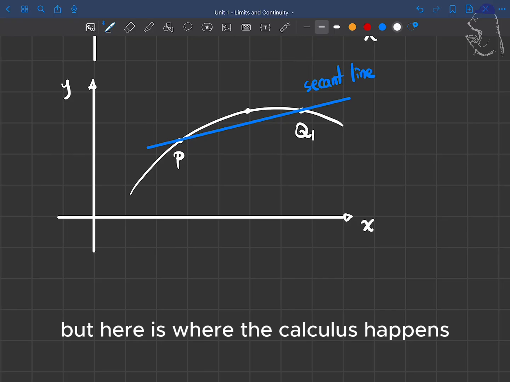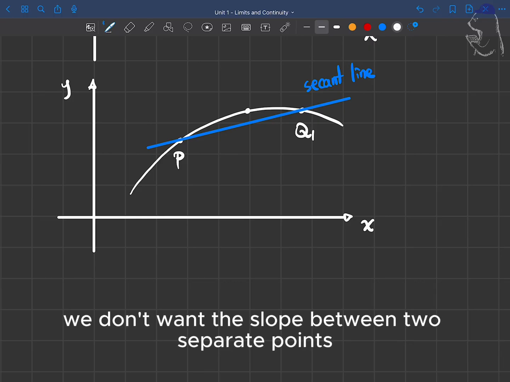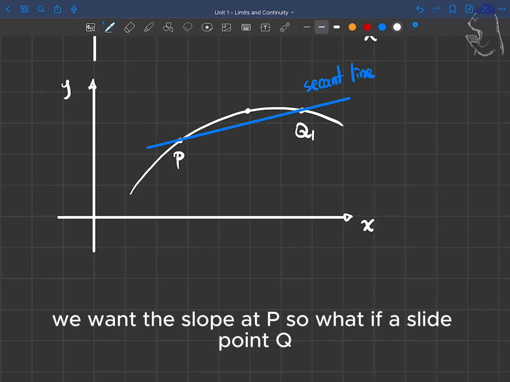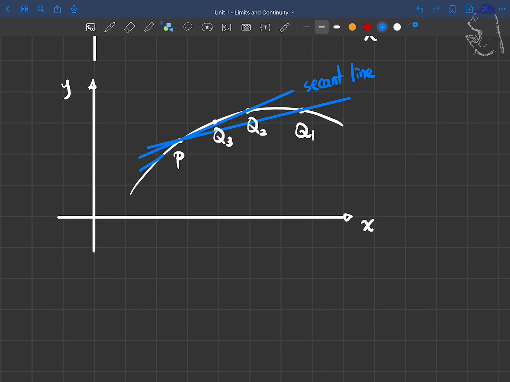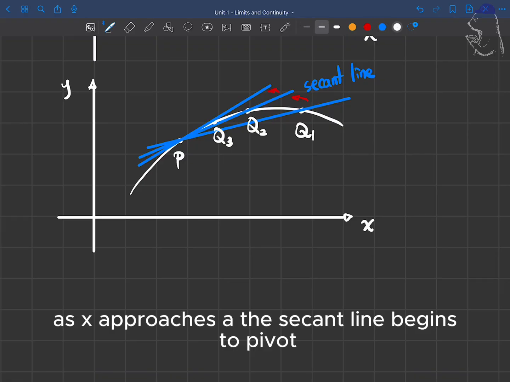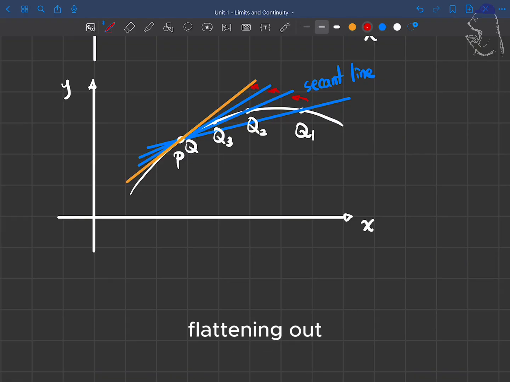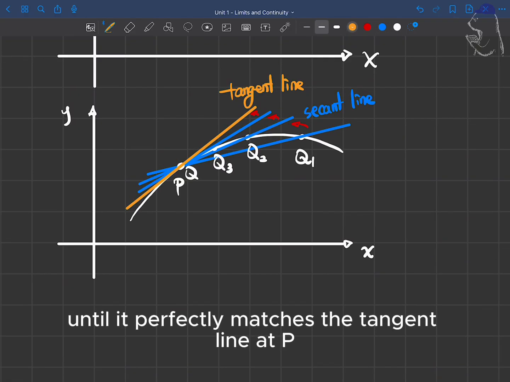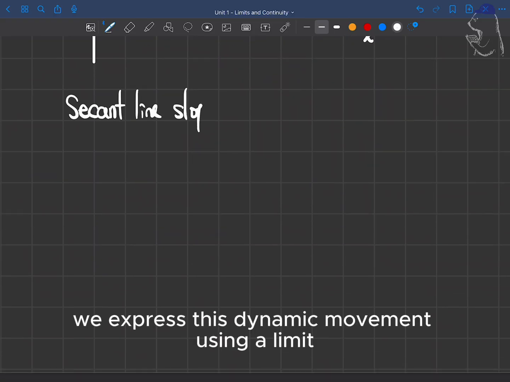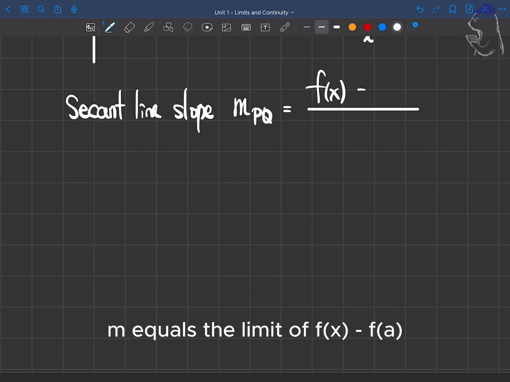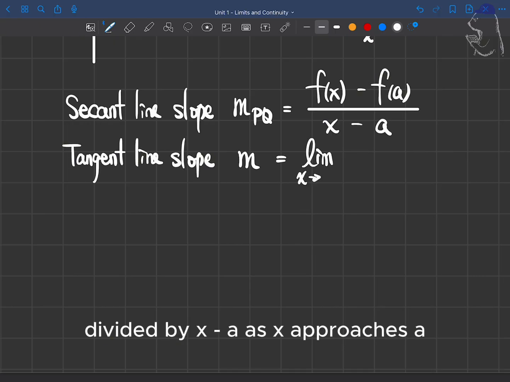But here is where the calculus happens. We don't want the slope between two separate points. We want the slope at P. So what if we slide point Q closer and closer along the curve toward P? As x approaches a, the secant line begins to pivot, flattening out until it perfectly matches the tangent line at P. Geometrically, we express this dynamic movement using a limit. M equals the limit of f of x minus f of a, divided by x minus a, as x approaches a.